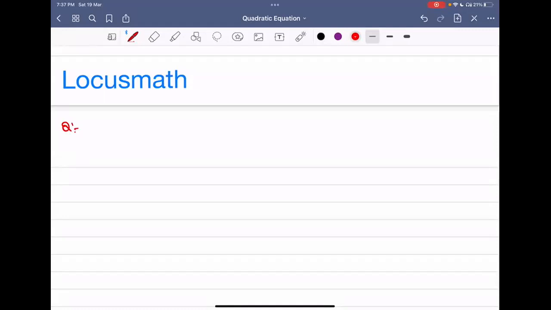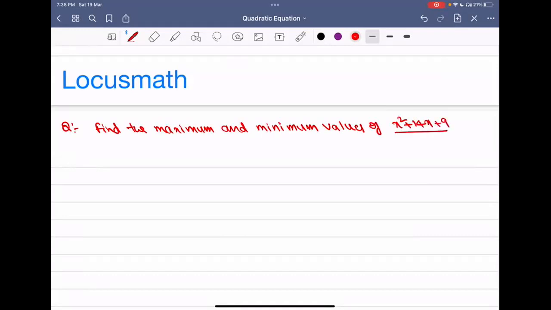Find the maximum and minimum values of x square plus 14x plus 9 over x square plus 2x plus 3, where x belongs to real numbers. So this is the question.